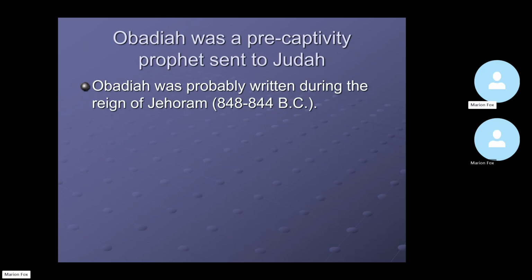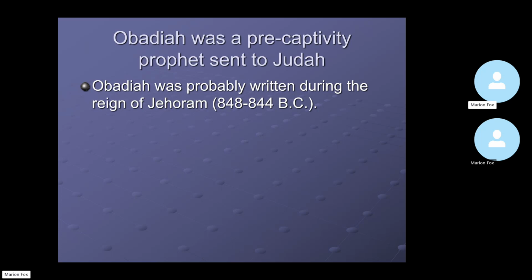Now, Obadiah was a pre-captivity prophet sent to Judah prior to the captivity. Now, about 700 BC, the northern 10 tribes went into captivity. I'm just giving you round numbers, and about 600 BC, the southern 2 tribes went into captivity. The northern tribes went into Assyrian captivity. They were very brutal. And the southern 2 tribes went about 120 years later, went into Babylonian captivity.